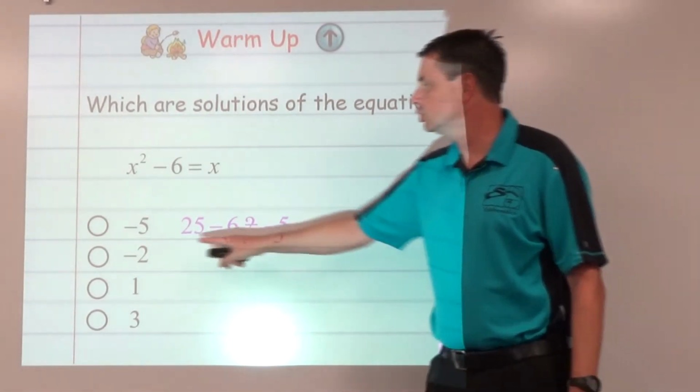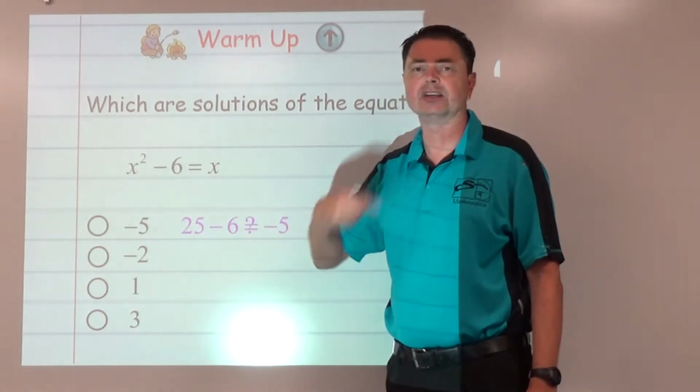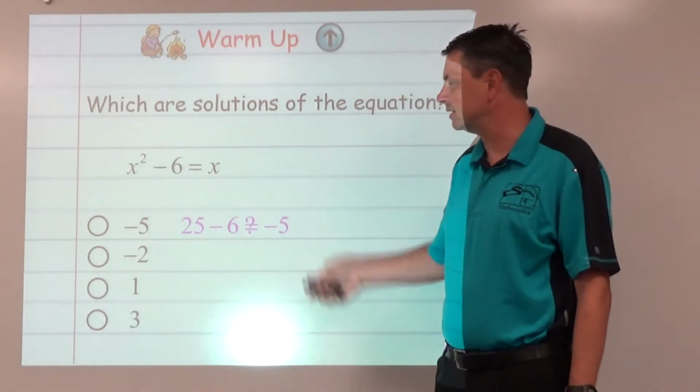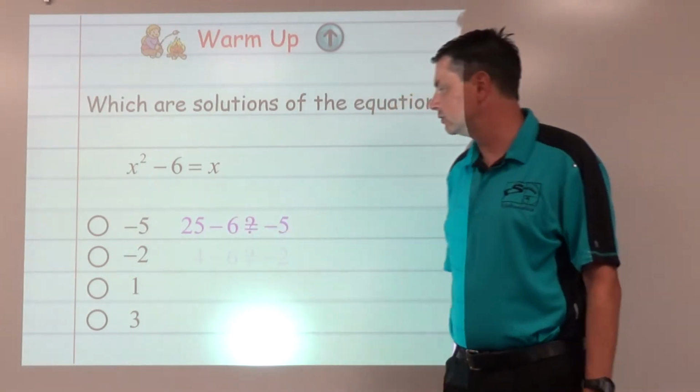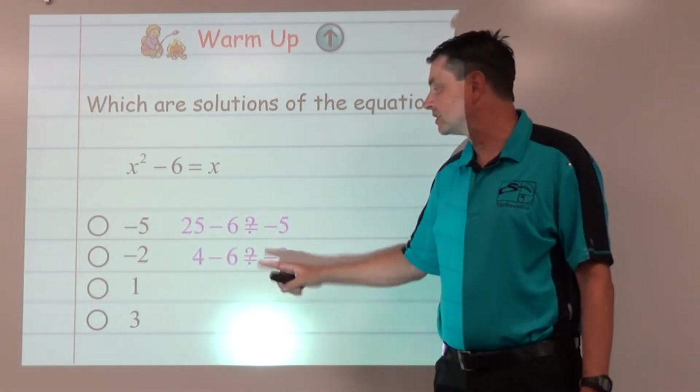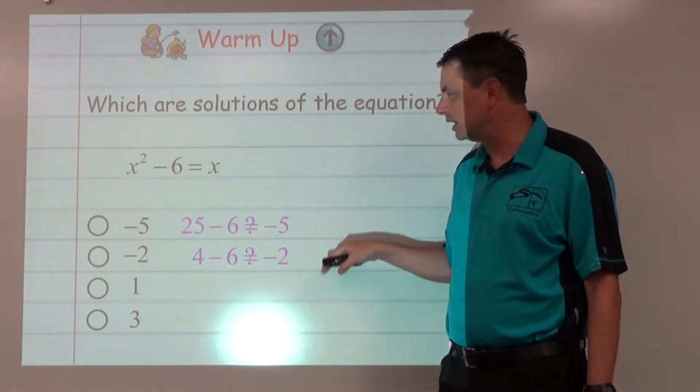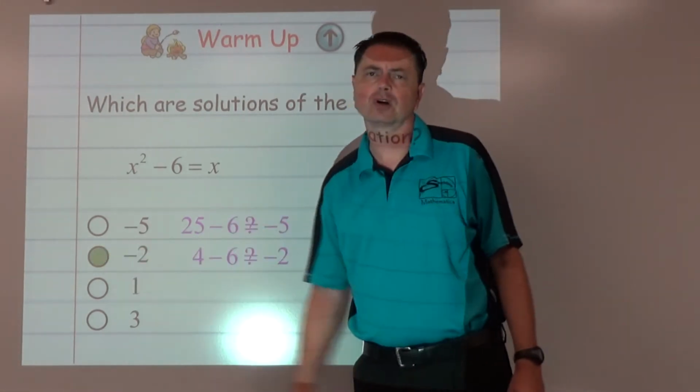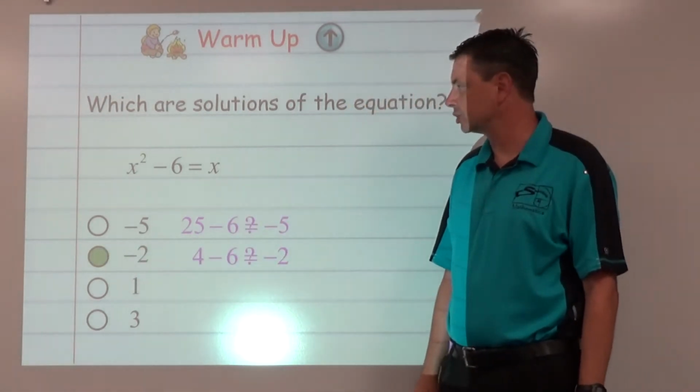Let's try the -2. -2 squared is +4 minus 6. Does that equal the -2? Well, 4 minus 6 does equal -2, so that one does work. So we're going to choose that as a solution.